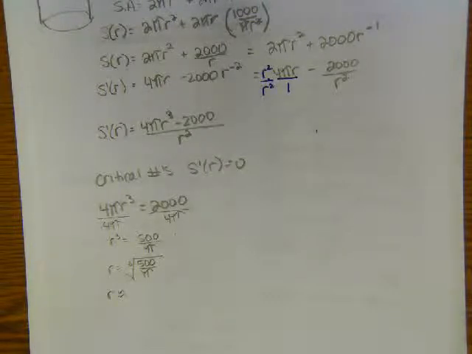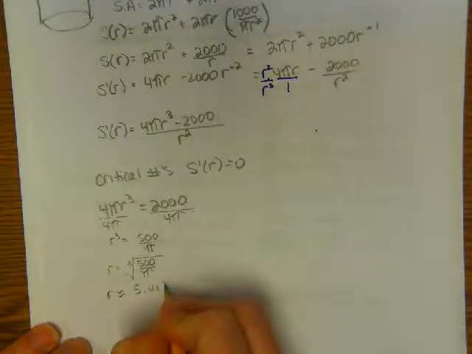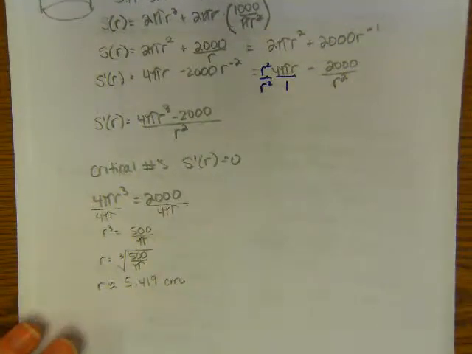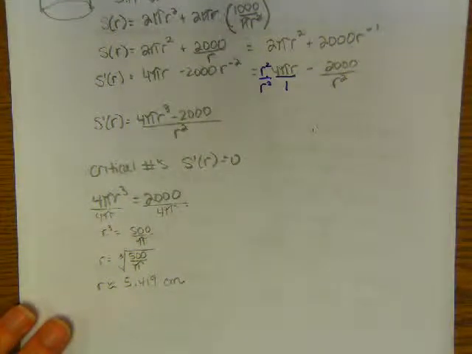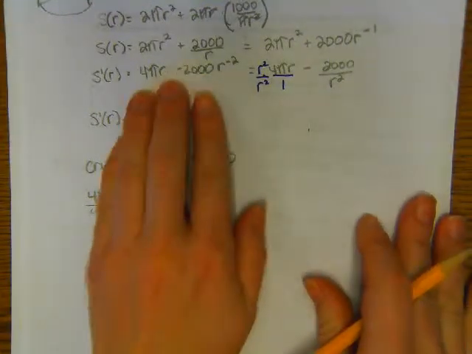Do you get 5.419 centimeters? Okay, to confirm that this is a minimum, I would actually still have to do the double derivative. Now don't freak out again. Go back to this one. Go back to this right here. What would the double derivative be?